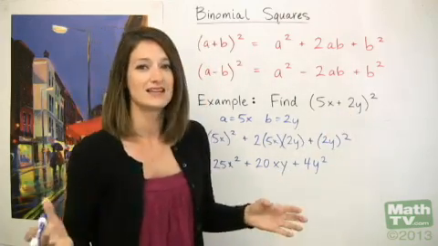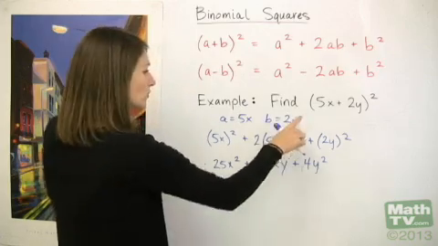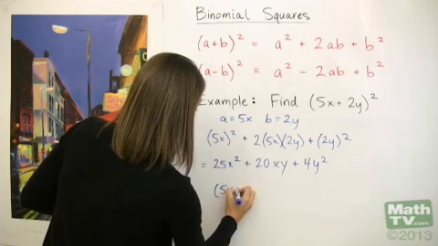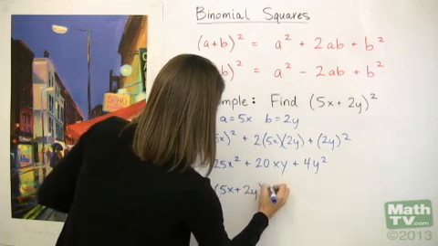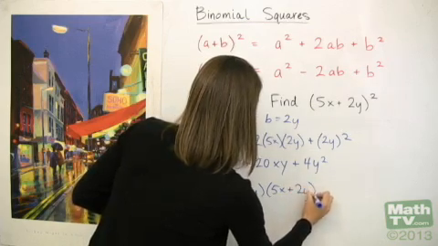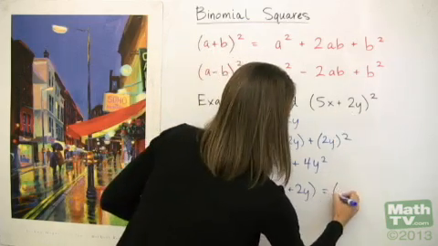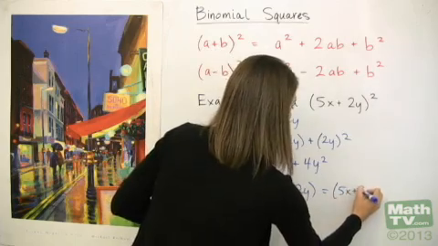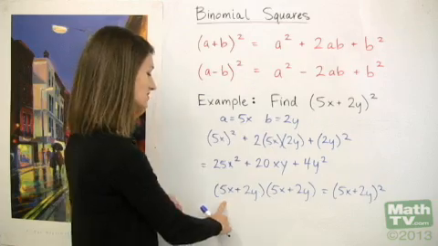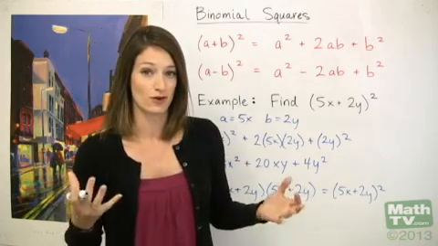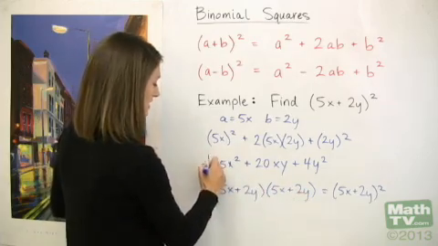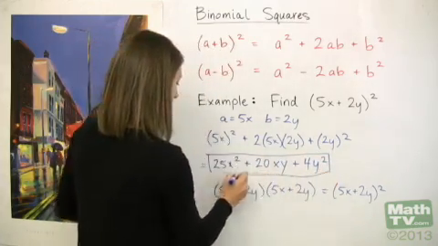Now you also find, and you can check this yourself, if you were to write this out as 5x plus 2y times 5x plus 2y, this is the same as this here, 5x plus 2y squared. Now, if you were to use the two methods that you've learned previously, either the vertical method or FOIL, and find the product, you would get this same answer.